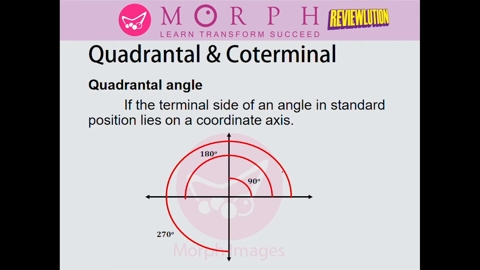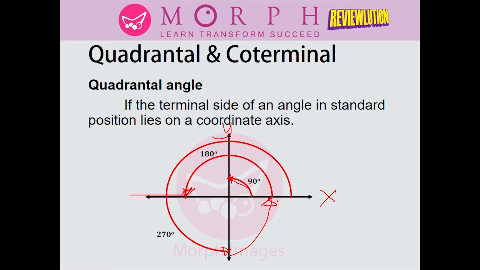Okay? Now, let's have quadrantal and coterminal angle. So, let's talk about first quadrantal angle. So, may mga quadrantal angle. Sabi dito, if the terminal side of an angle in standard position lies on the coordinate axis. So, ibig sabihin na nakalagay sila sa x at saka sa y axis. So, as you can see, meron tayo dito, no? The 90 degrees. Meron din tayo dito the 180 degrees. And meron tayo dito the 270. Obviously, pag ito diretso mo, 360 is also a quadrantal angle.